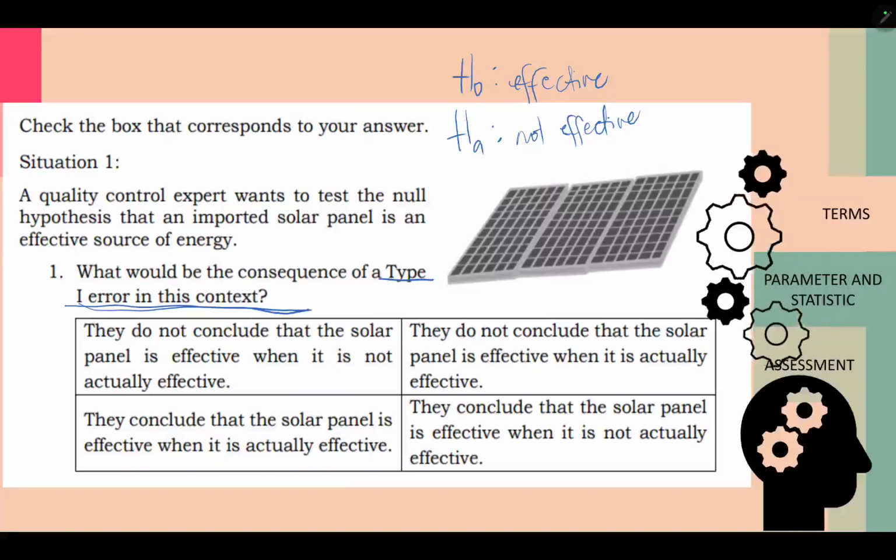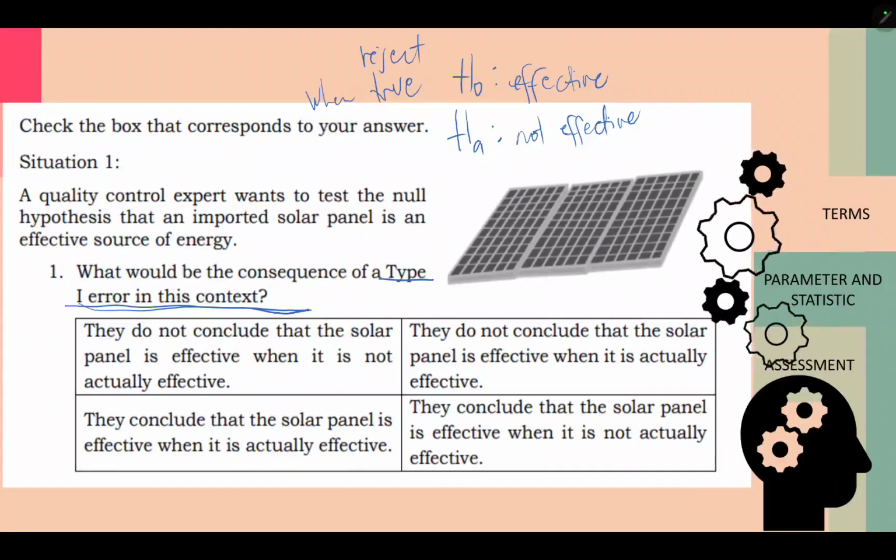What will be the consequences of a type 1 error? You are rejecting the null hypothesis. Reject when true. Reject when the HO is true. So, let's look for the option: they do not conclude that the solar panel is effective when it is not actually effective.